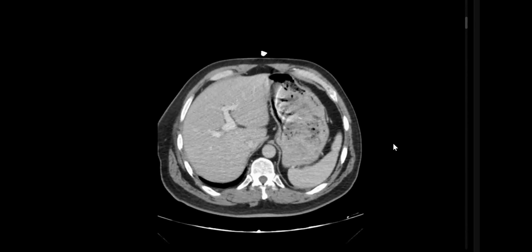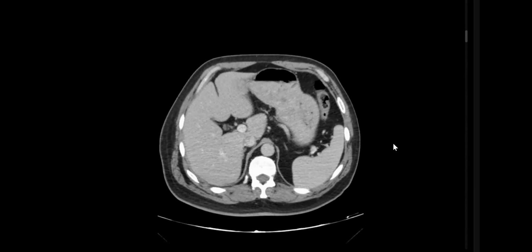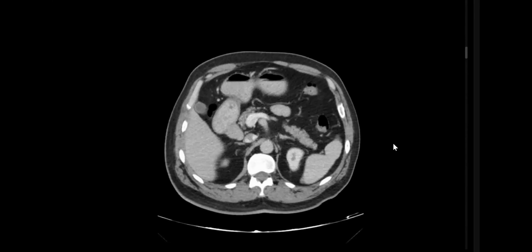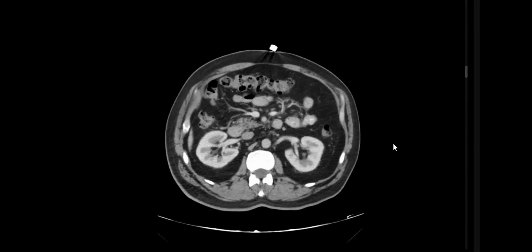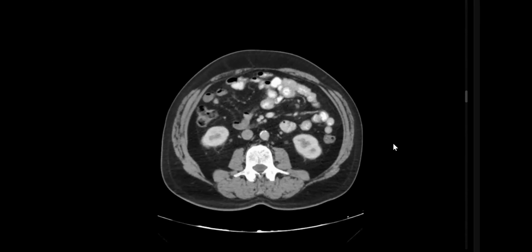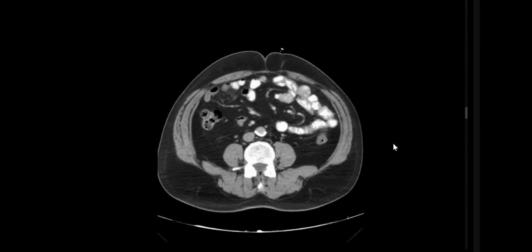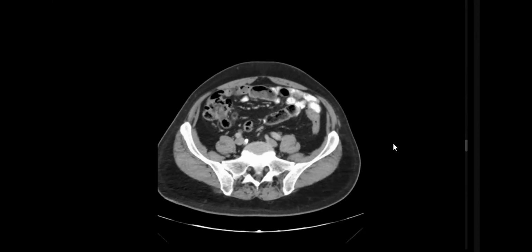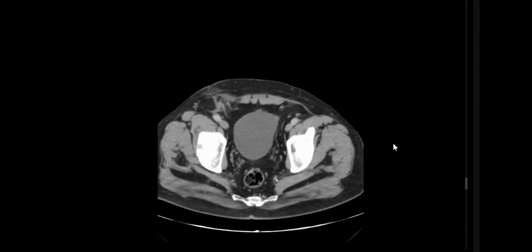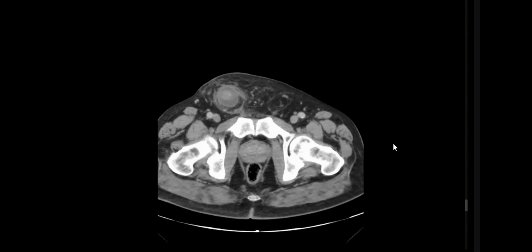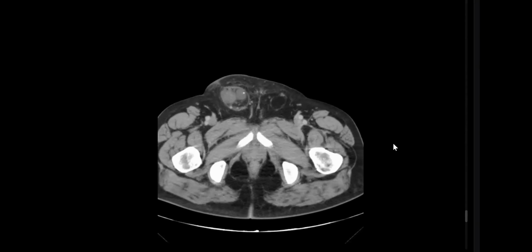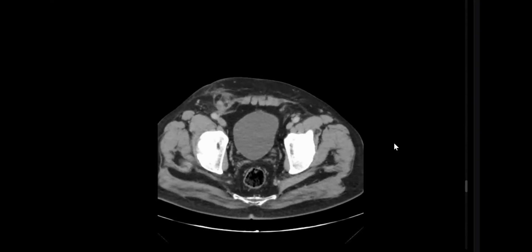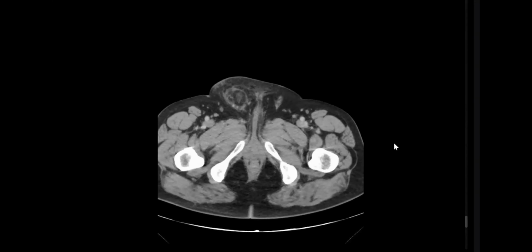I'm presented with a CT abdomen with contrast in the portovenous phase. Just scroll down the study. I can see that there is a right inguinal hernia. Very good. Right inguinal hernia.